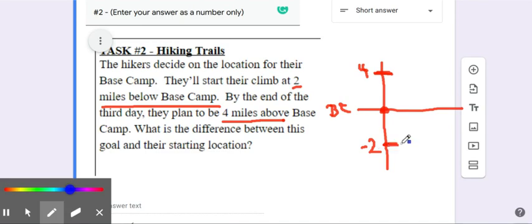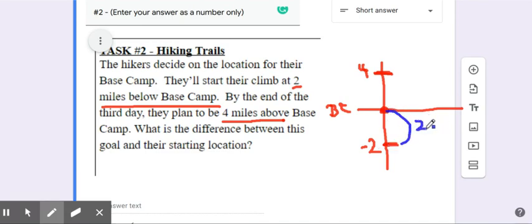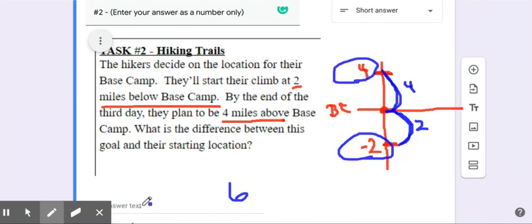Well, how far is it from 2 miles below base camp to base camp? So basically, how far is it from here to here? Well, that would be 2 miles, right? Then how far is it from base camp to 4 miles? Well, that would be 4, right? So if I go 2 miles and then 4 more miles, well, I've gone 6 miles altogether. And so that would be the difference from where they are at and their goal. So in the box right here, enter only the number 6.